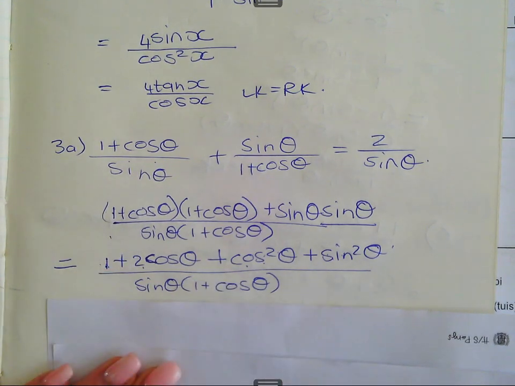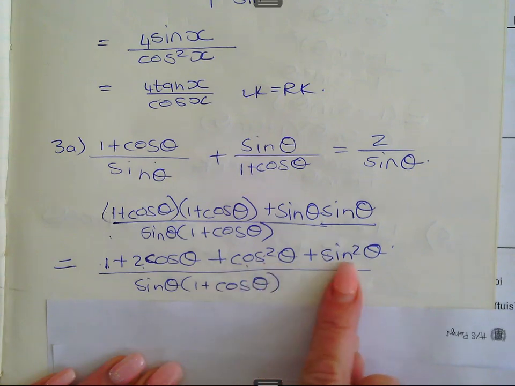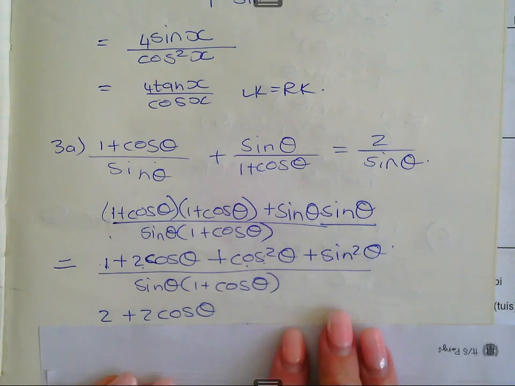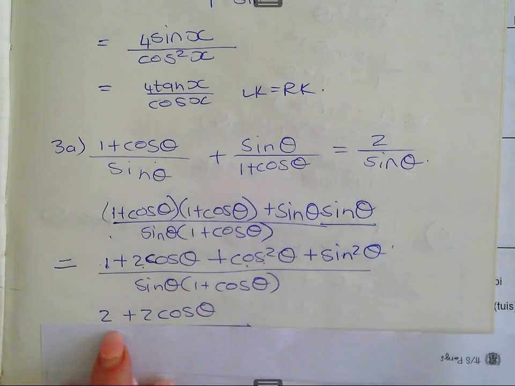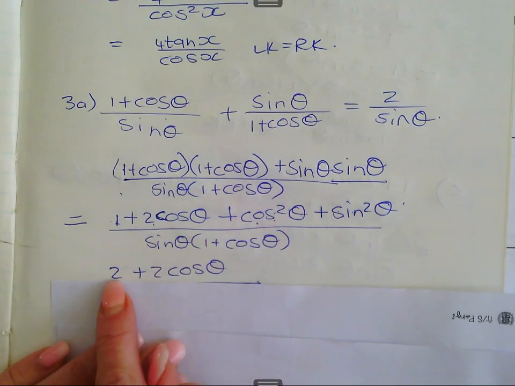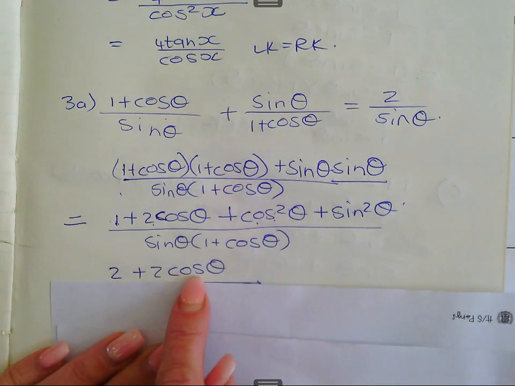Alright, now I've done everything I can with the fractions. I've simplified it as far as I could. There's nothing algebraic that I can do like a quadratic trinomial, the difference of two squares. Is there something trigonometric? Do you see it hiding there? What is cos squared plus sin squared? It's 1. And then it's 1 plus 1. That's why I made it 2. 1 plus 1 is 2 plus 2 cos.